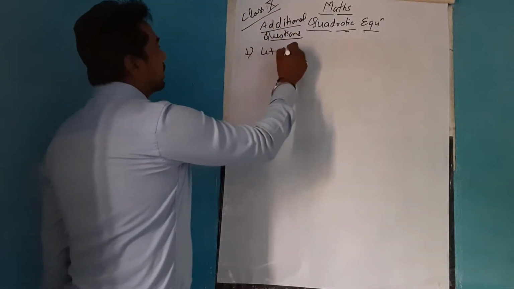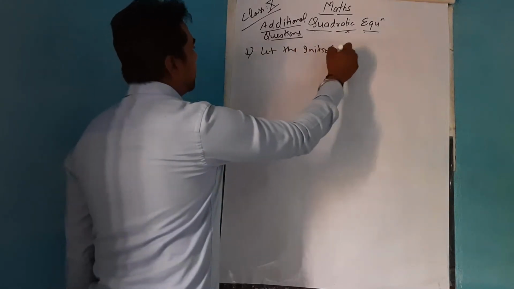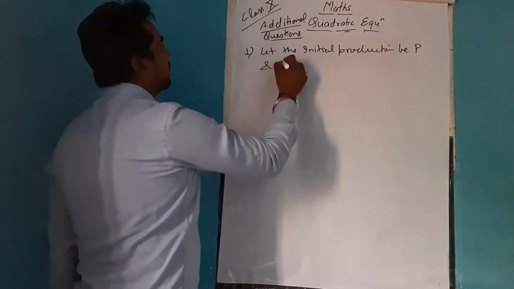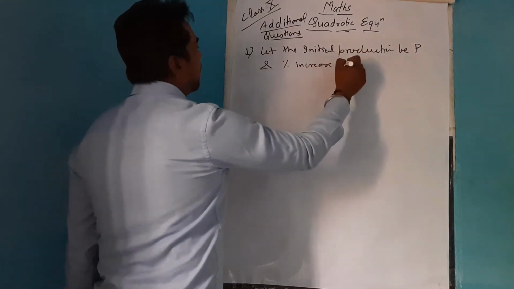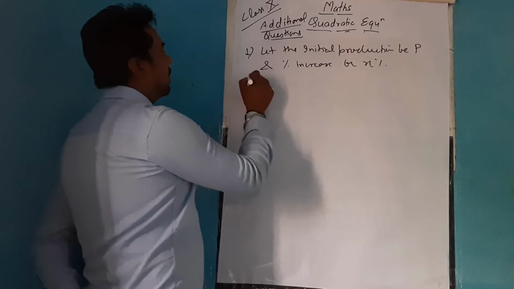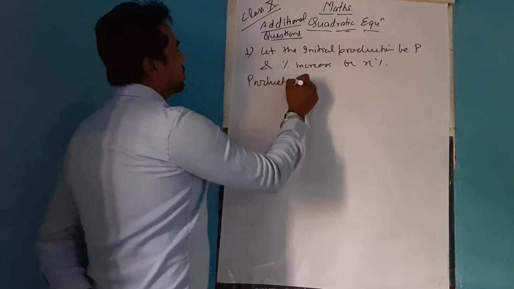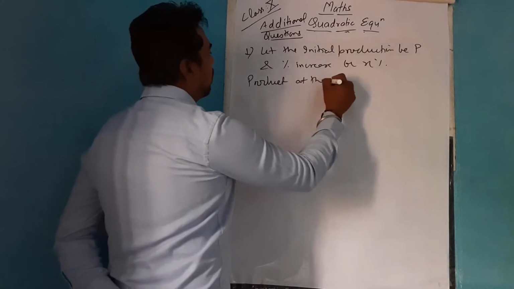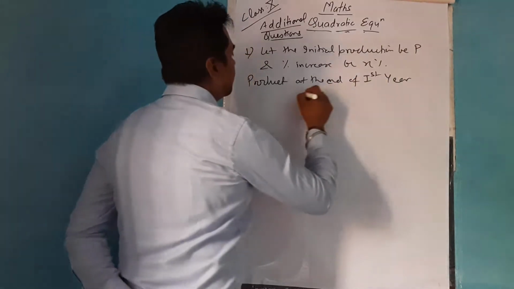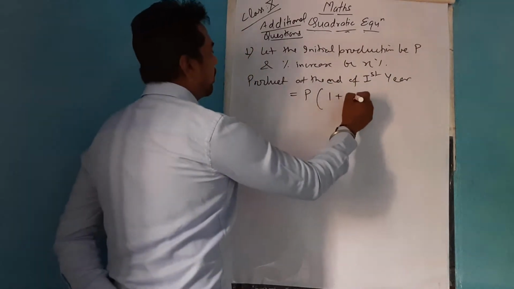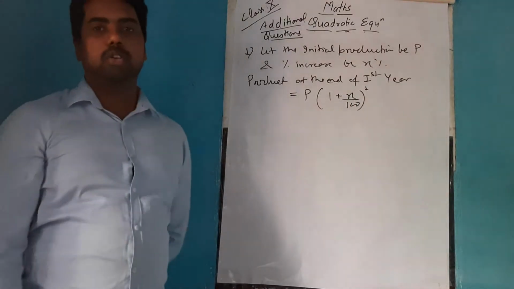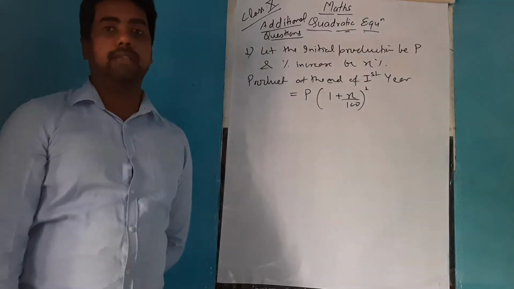We'll take it as: let the initial production be P and the percent increase be X percent. Suppose I take the percent as X percent. So what will be the production at the end of the first year? As you know, for the production at the end, we will apply the formula for the amount of compound interest. So that is P(1 + R/100) to the power 1, because we are asking for the production at the end of the first year.